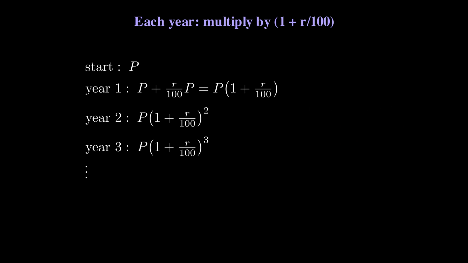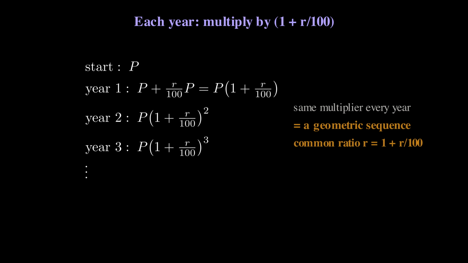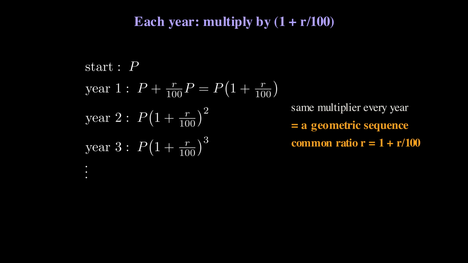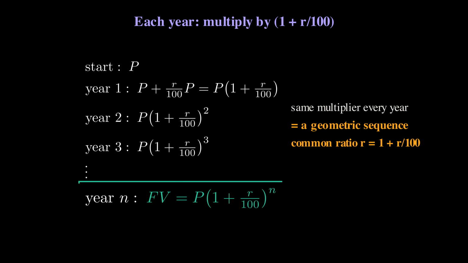If that feels familiar, it should. It's a geometric sequence, exactly the one from the geometric series video, with common ratio 1 plus r over 100. So after n years, the future value is P times 1 plus r over 100, all to the power n.